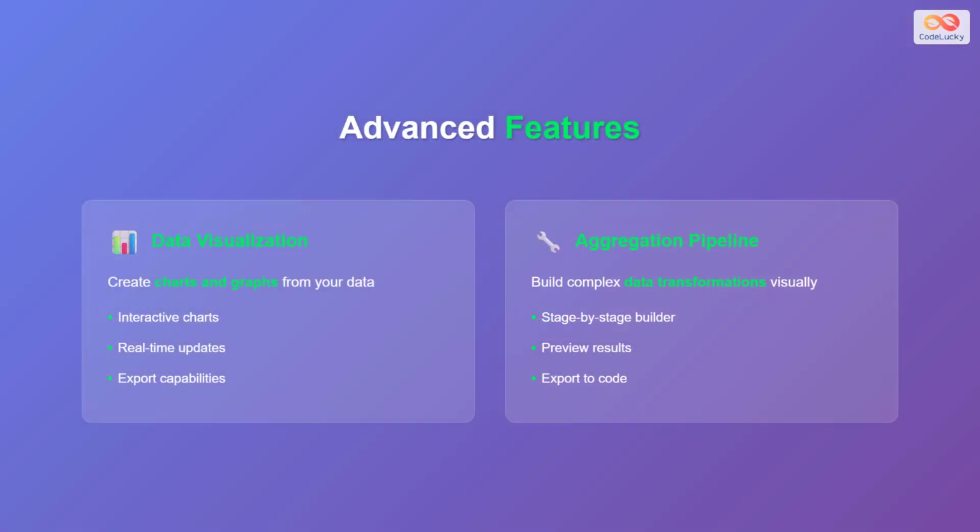Now let's delve into some of the advanced features offered by MongoDB Compass. It includes data visualization capabilities, allowing you to create charts and graphs from your data with interactive charts, real-time updates, and export capabilities. It has an aggregation pipeline builder, enabling you to build complex data transformations visually, with a stage-by-stage builder, preview results, and export to code functionality.